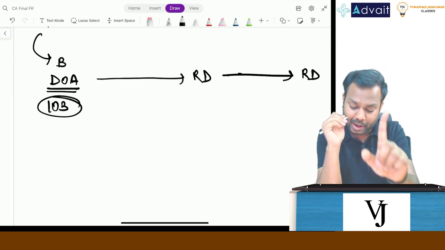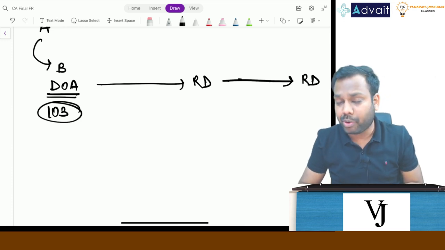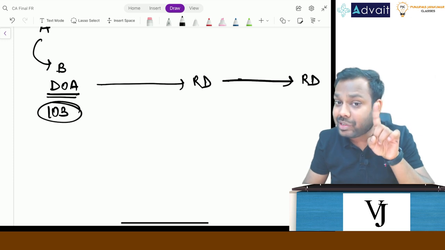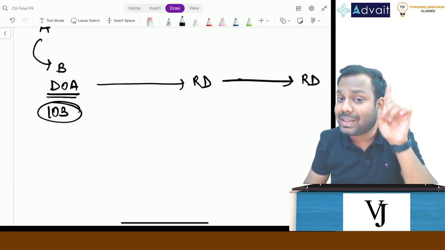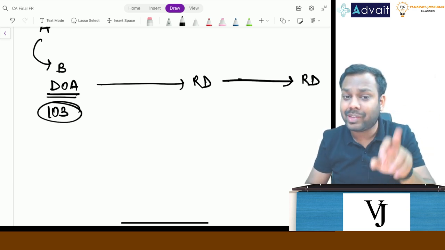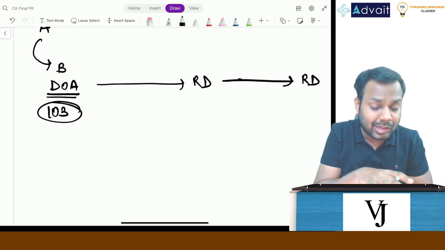subsequently on each reporting date I will have to prepare consol financial statements, and you will have to understand this fact that from date of acquisition till reporting date, will the value of net assets change? Yes, it will change. Value of net assets of subsidiary will change. Will goodwill change? No, except for impairment. Will NCI change? Yes, due to change in the value of net assets. Will purchase consideration change? No, it will not change.